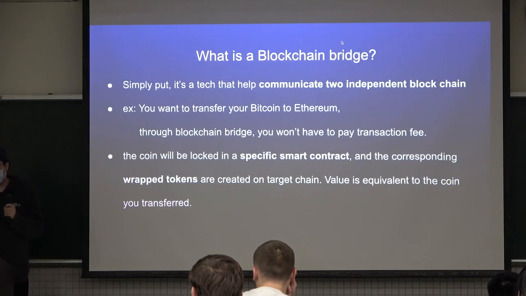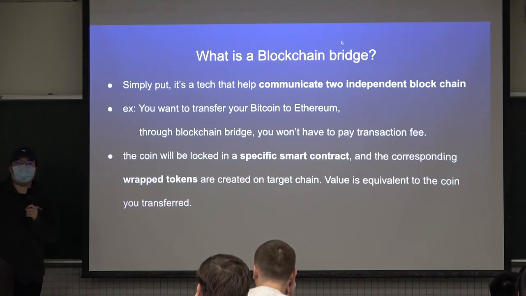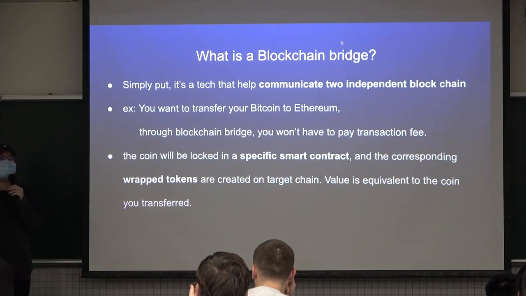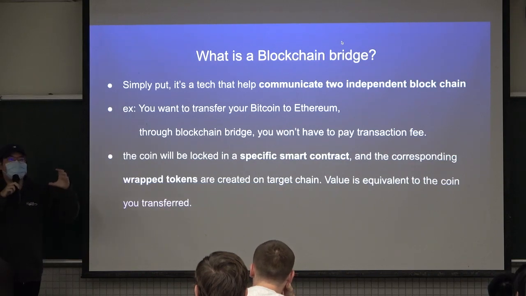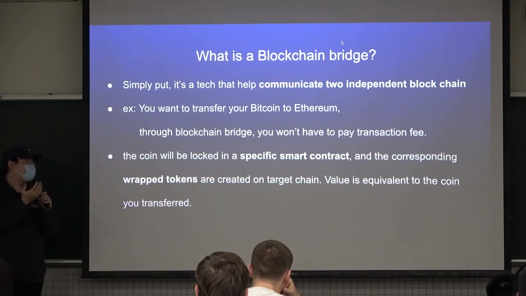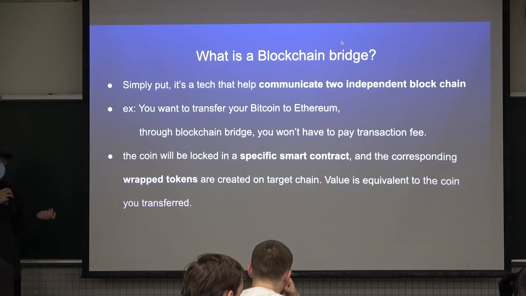And so, how does the blockchain bridge work? When you send a coin, the crypto coin will be locked in a specific smart contract. This smart contract will be locked and sent in a package, and the corresponding wrapped tokens are created on another blockchain, and they will transfer their data over there and make money out of nothing. This is the best way I can explain.